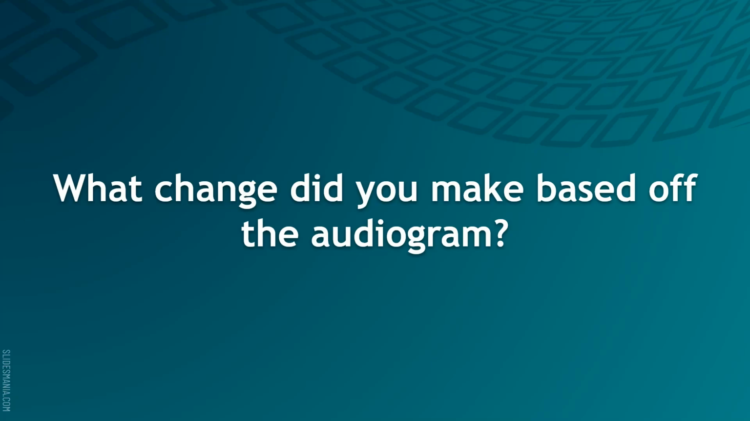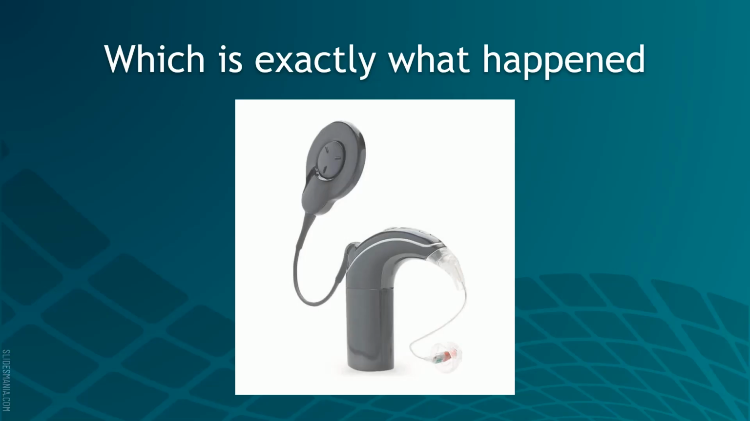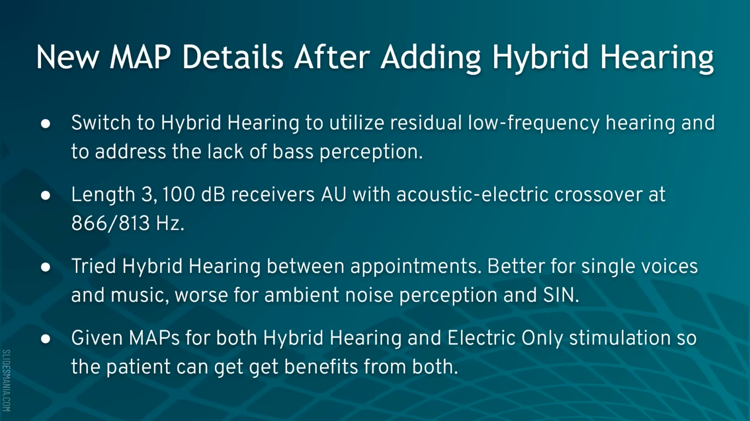Again, MVP coming in strong with the comment, did you add a hybrid component? The answer is that's exactly what happened. So remember, the hybrid component on the Nucleus 7, you have a hearing aid receiver. It's just like one of the Oticon receivers. You put a dome on it, and then the low frequency portion of the hearing range that the patient has will be stimulated acoustically through the actual RIC receiver, and then the rest of the frequency spectrum will be stimulated by the cochlear nucleus processor for all the mids and highs. We did add hybrid hearing to both sides.